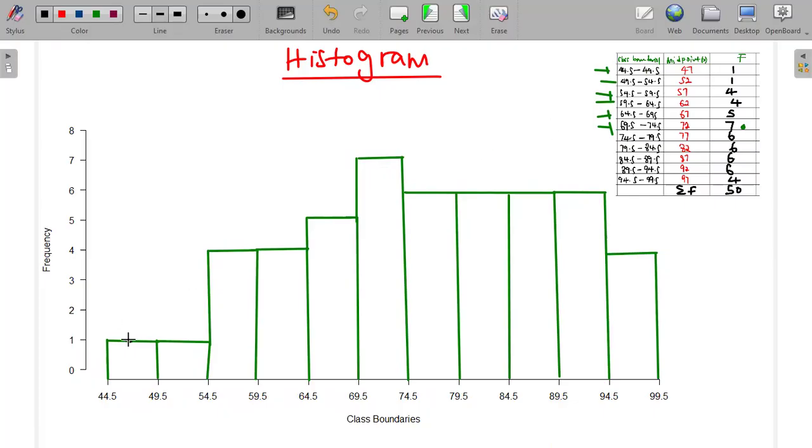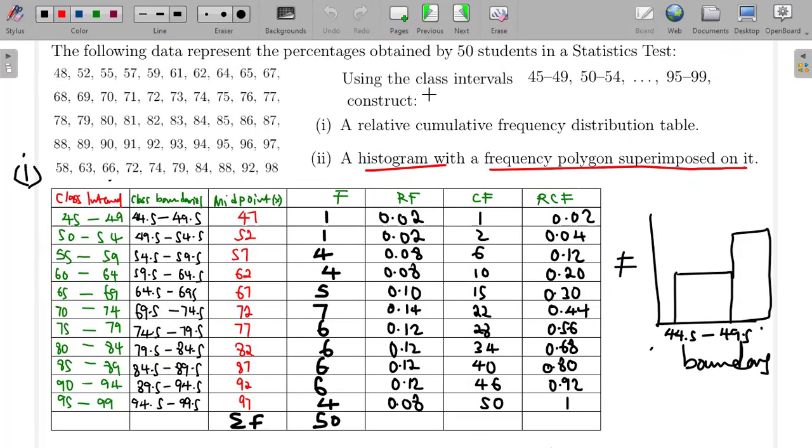So just put a dot in the midpoint of each of these bars. So a dot there, dot, dot, dot, on the midpoint of each. Once you've put the midpoints, this frequency polygon always has to start at 0 and end at 0.